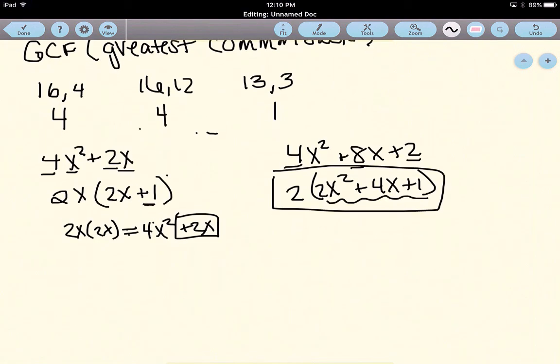I'm going to do one more example with you. Let's come up with a number, maybe 6x squared plus 12x cubed plus 30x.